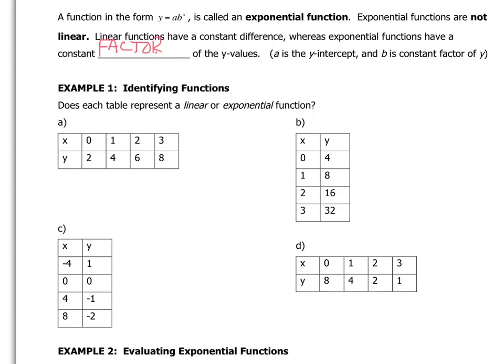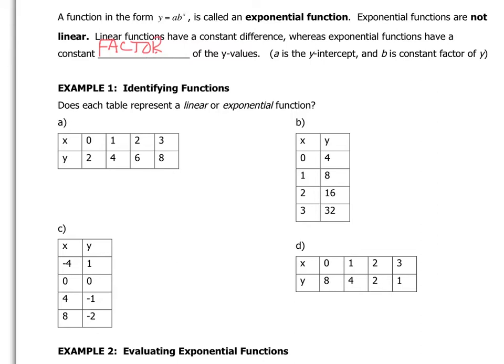So how do we identify whether a function is linear or exponential? Well, one way to do it is to look at the table of values that we have here for A, B, C, and D to determine how the y values, or our outputs, or our ranges, are changing. Obviously, when we talked about linear functions, we talked about having that constant rate of change, or the slope.